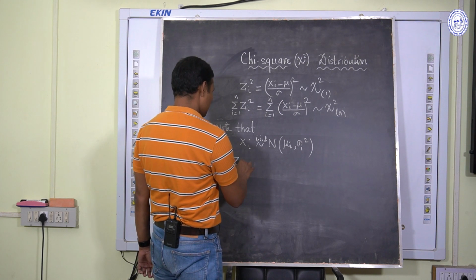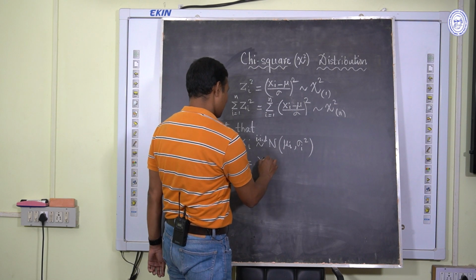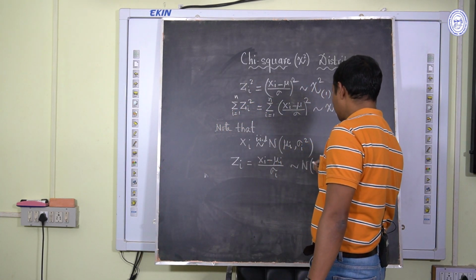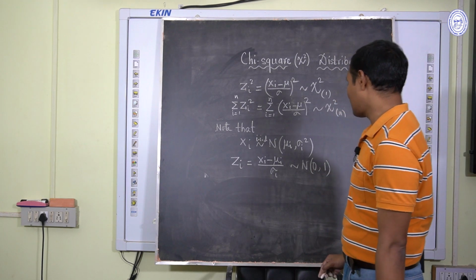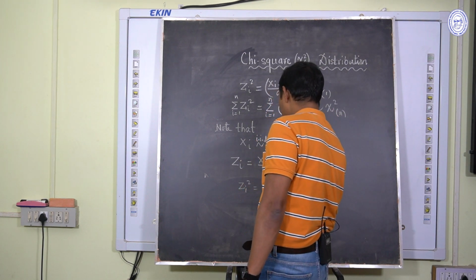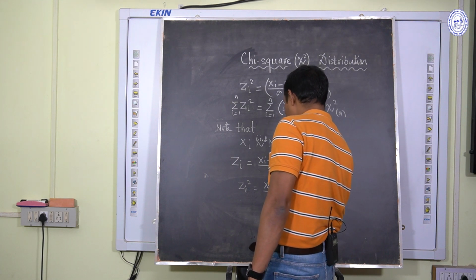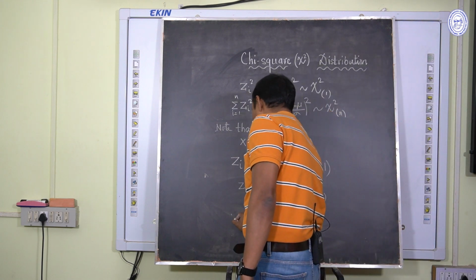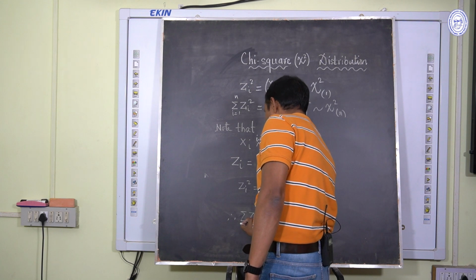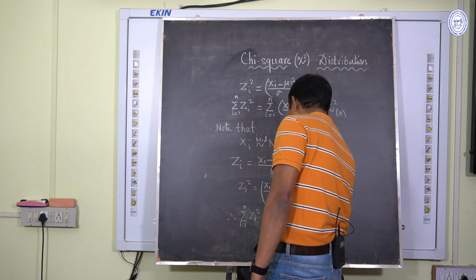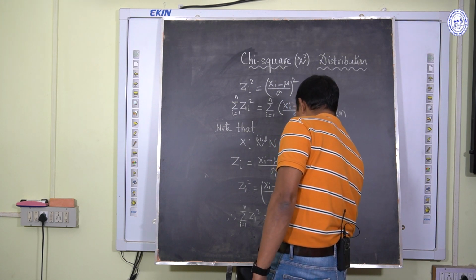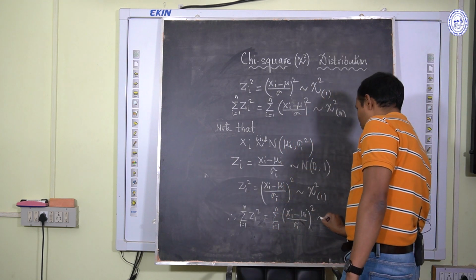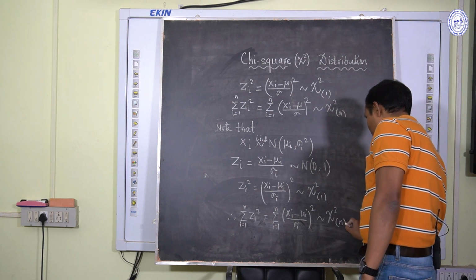Then let us consider a new variable zi equal to (xi minus mu i) by sigma i, which follows standard normal distribution, that is normal distribution with mean 0 and variance 1. Then zi square equal to ((xi minus mu i) by sigma i) whole square follows chi-square distribution with 1 degree of freedom. Therefore, summation of zi square, summation over i equal to 1 to n, equal to summation over i equal to 1 to n of ((xi minus mu i) by sigma i) whole square, follows chi-square distribution with degrees of freedom n.